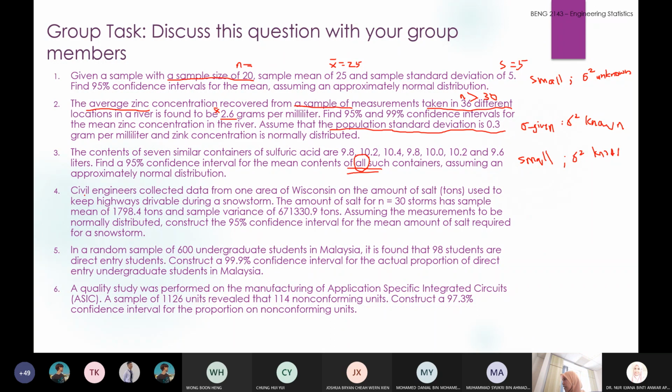A civil engineer collected data from one area of Wisconsin on the amount of salt in tons used to keep highways drivable during a storm. Sometimes the wording is just embellished. Okay, so now let's focus. The amount of salt from n equal to 30 storms has a sample mean of 1798.4 and a sample variance of this value, 60,000. Assuming the measurements to be normally distributed, construct the 95% confidence interval for the mean amount of salt required.